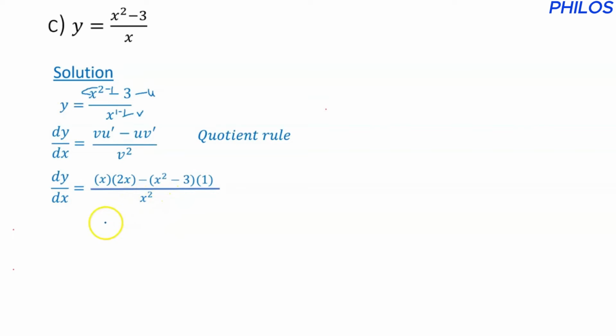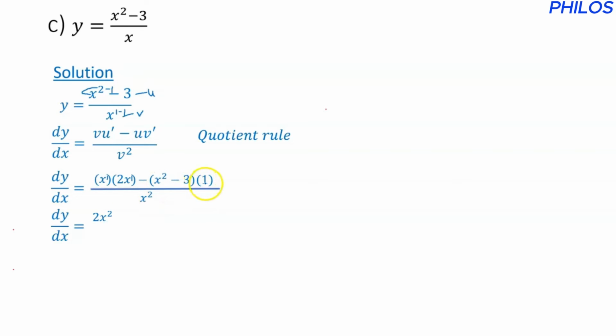Then let's simplify further. So dy over dx will be equal to x times 2x should give you 2x squared. The reason is this x has an exponent of 1 and this x also has an exponent of 1. And then when you are multiplying two things with same base, you have to add the exponent. So that's what will make it 2x exponent 2.